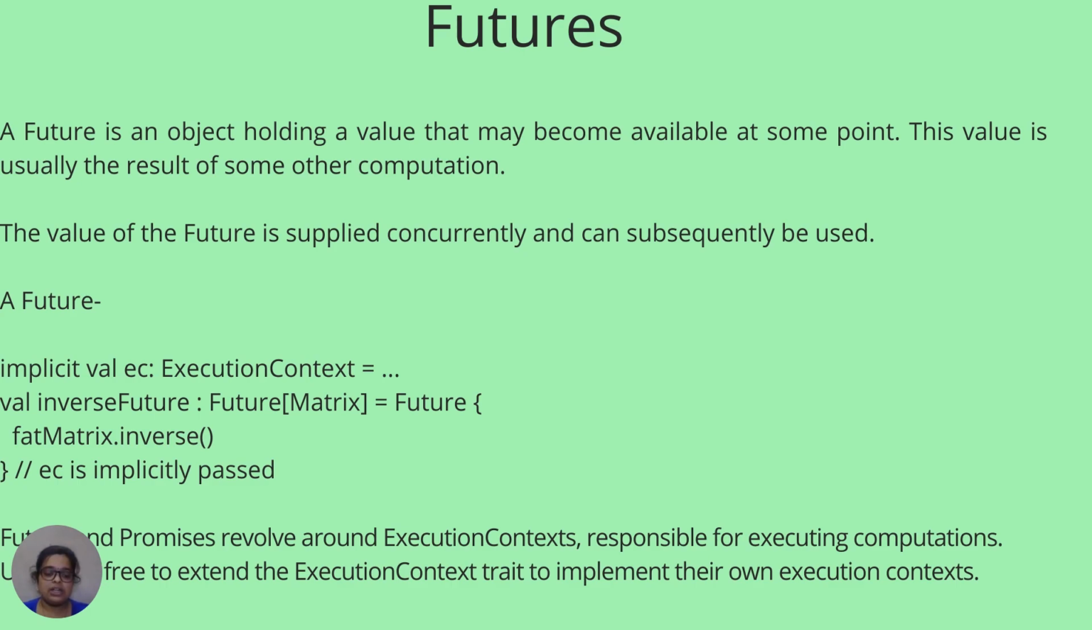The code snippet here shows the execution of a future, passing the computation to an execution context and storing the result of the computation in the future. Futures and promises revolve around the execution context, responsible for executing computations. An execution context is similar to an executor in Java. It is free to execute computations in a new thread, in a pool thread, or in the current thread. However, executing in the current thread is discouraged.